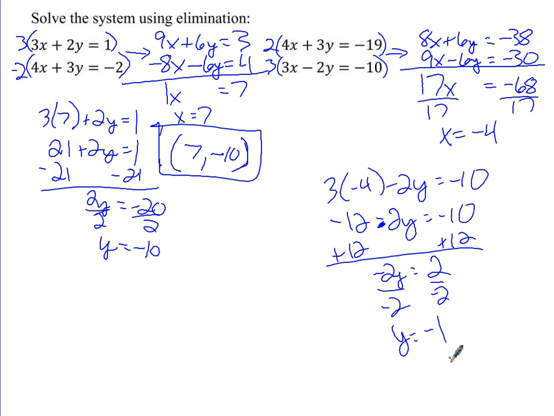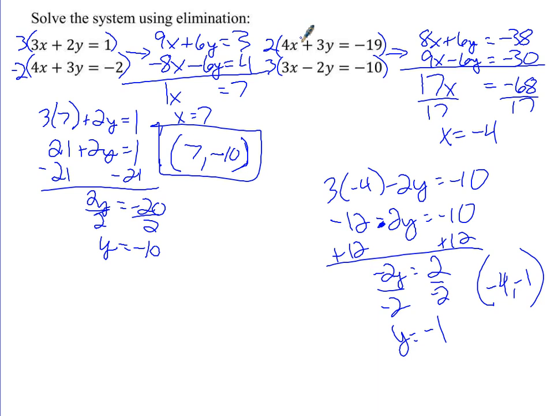Now what? The ordered pair is good. And then check. Negative 4 for x, negative 1 for y. What do we get here?